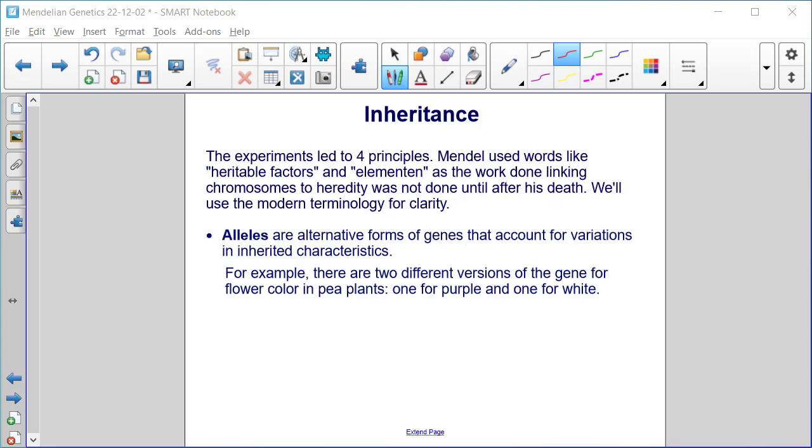The experiments led to 4 principles. Mendel used words like heritable factors and elementen, as the work done linking chromosomes to heredity was not done until after his death. We'll use the modern terminology for clarity. Alleles are alternative forms of genes that account for variations in inherited characteristics. For example, there are 2 different versions of the gene for flower color in pea plants, one for purple and one for white.